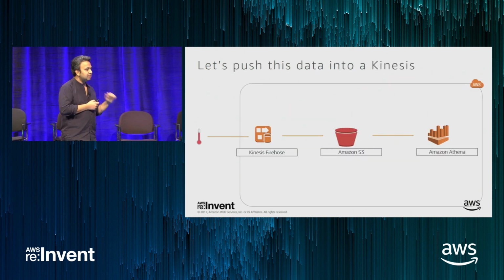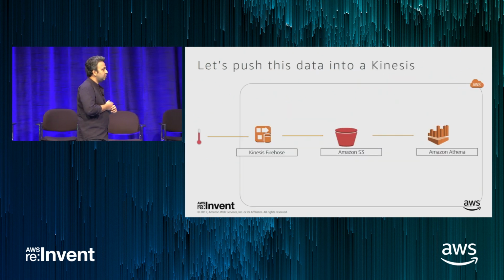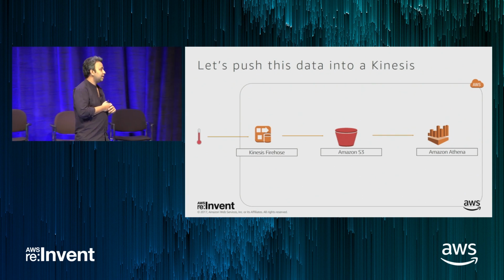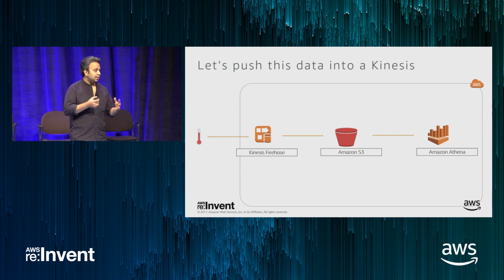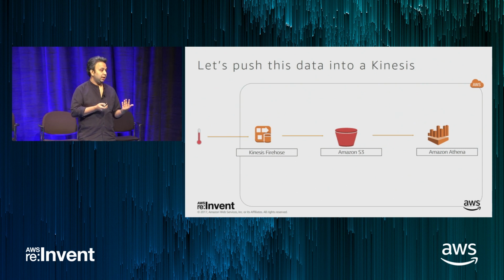All right, so I have this data. What I can do is push this into something like a Firehose, and that data can land directly into S3. There can be some buffering of the data that allows me to create bigger files, and then I can easily query them on Athena. So immediately I have raw access to the data that I need.